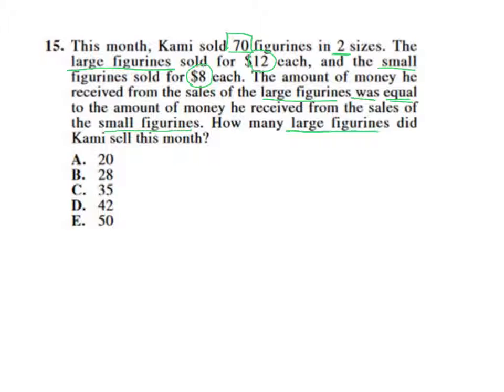Now, there are several ways that you could do this problem. One is you could use one variable. So I'm going to let X equal the question that we're trying to figure out, which is how many large figurines she sold. So I'm going to let X equal large. Now, if I'm sticking with one variable, I know that she sold 70 figurines in total of only 2 sizes, so they were small and large. So if X is the large, then 70 minus X would be the amount of small figurines that she sold.